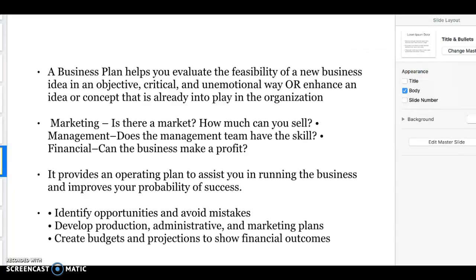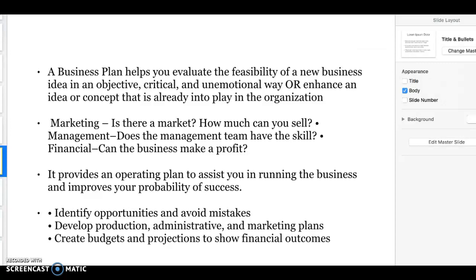When we talk about the marketing part of it, is there a market? How much can you sell? How believable is that? We talk about management: does the management team actually have the skills? Financials: can the business make a profit is also really important. And so a business plan is a great in-depth outline to help you in running the business. It absolutely improves your probability of success, because like anything, if you go into anything blindly with no game plan, it's really hard to work off that.